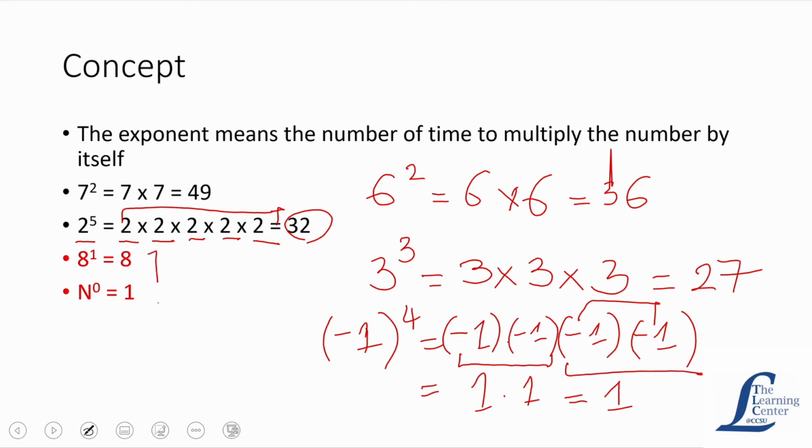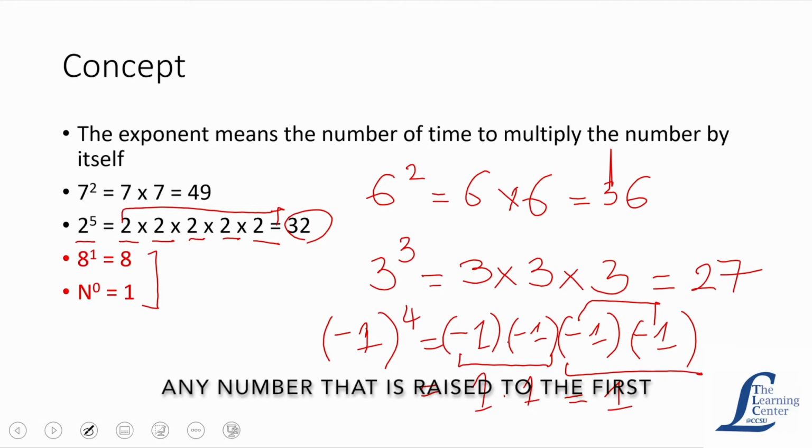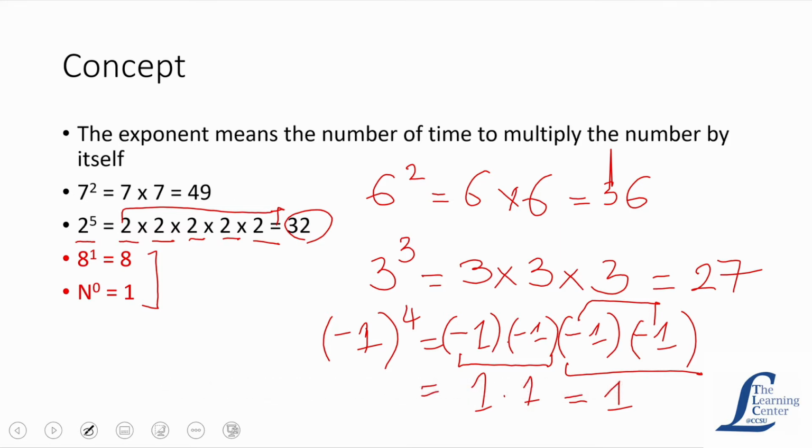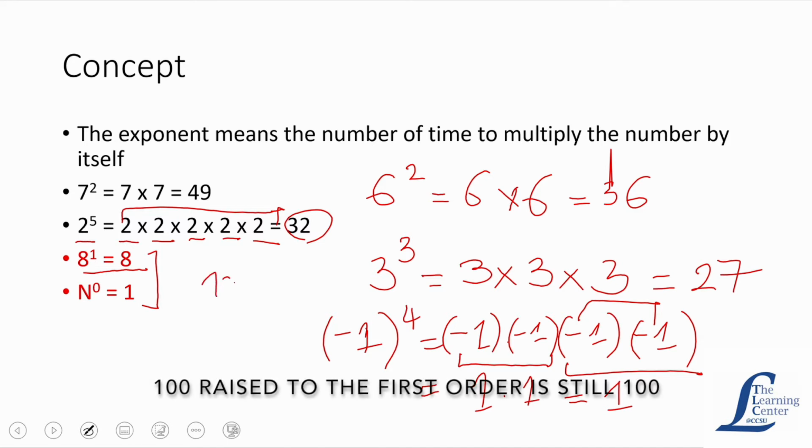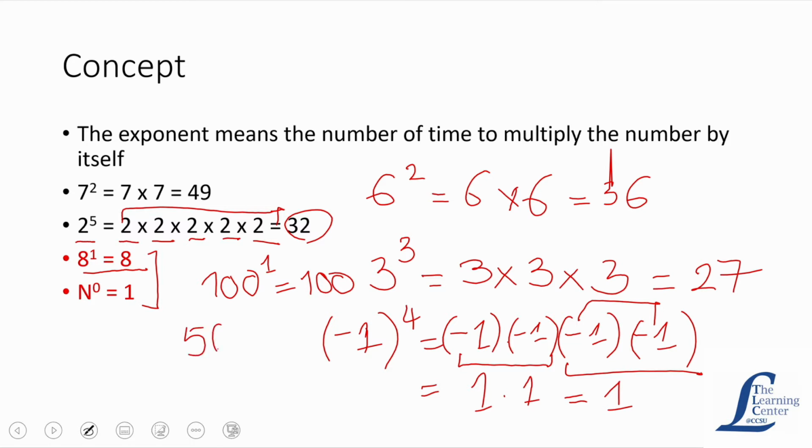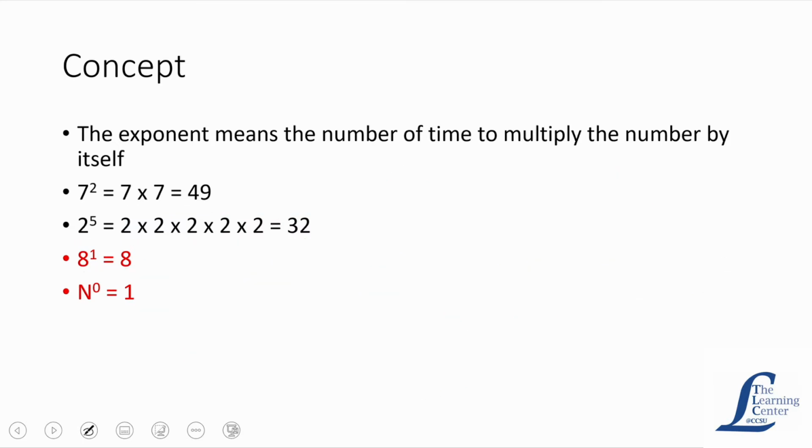Some special cases for the exponents. With the exponent 1, any number that is raised to the first is going to be equal to itself. 8 to the 1 is 8. How about 100 raised to the first? It is still 100 itself. 56 to the 1 is 56. How about -5 to the first power? It is still -5.